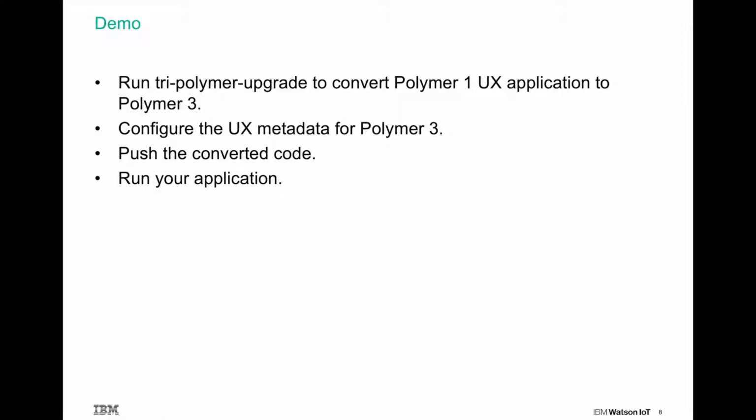What we'll do in this demo is take an existing Polymer 1 UX application and run it through the tri-polymer-upgrade tool so that it's converted to Polymer 3. I'll go to the UX metadata and the web event metadata and show you what you need to do to make it run in Polymer 3. Then we'll push the code that we converted to the TRIRIGA server, run an application, and make sure it works. So let's go ahead and do that.